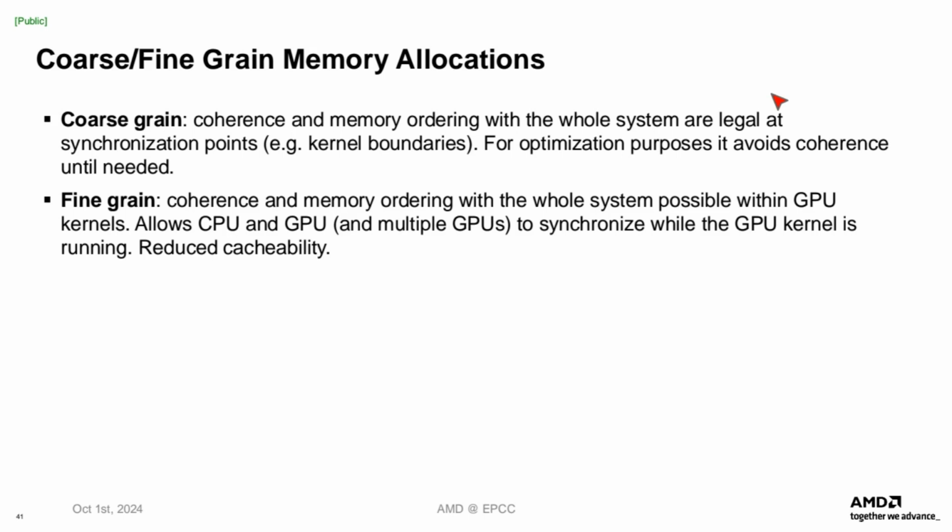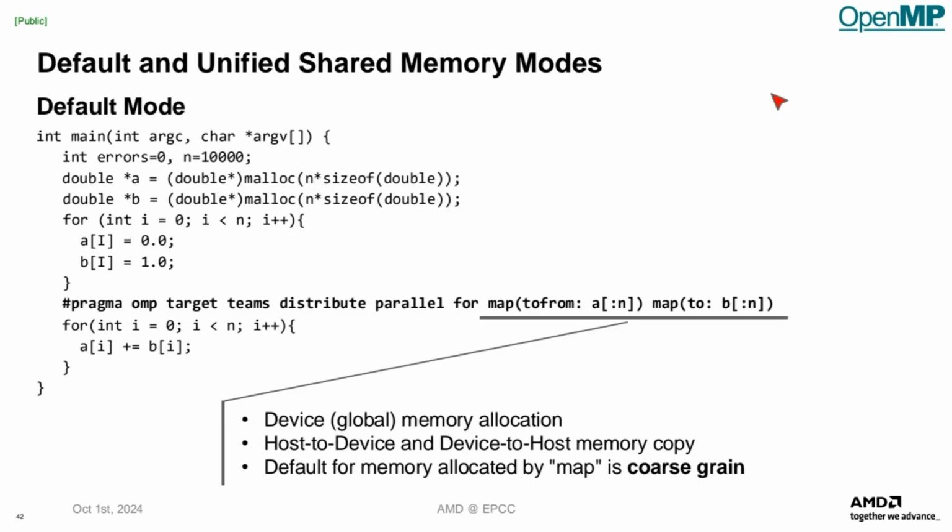So how do you get these different sorts of memory? Typically, when you have a target region, and you map your data from the host device by using these clauses here, you get coarse-grained memory. Right. So this memory here is just a new allocation that happened on the device made by the OpenMP runtime, so it's made coarse-grained.